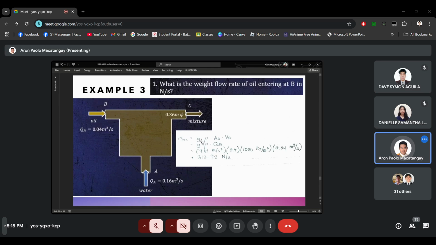Weight flow rate is g ρ A V. However, that A and V can be combined to QB, which is available for us. So g is 9.81. Density is 0.8 times 1,000. And QB is given 0.04. Then we will get 313.92 newtons per second. Salamat po, Daniel. This is the first one, so this is similar to what we are doing during the previous examples. Any questions po?